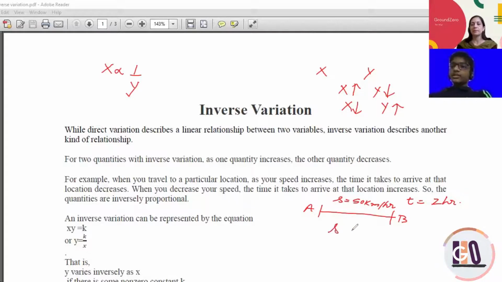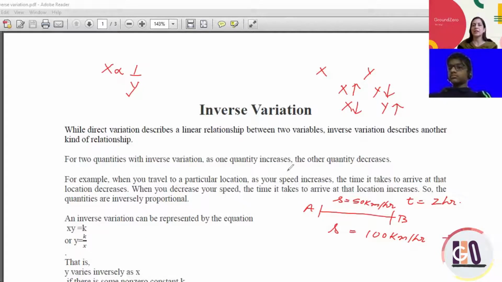So if S increases, T will decrease. If you are driving at 100 km per hour, obviously the time will be 1 hour. It will decrease. So the speed and time relation is an inverse relation, provided the distance is the same. The distance should be the same, then we can say speed and time have an inverse relation.